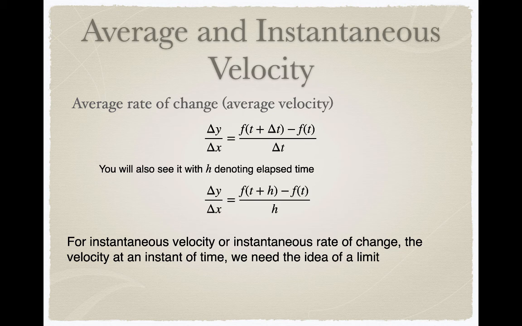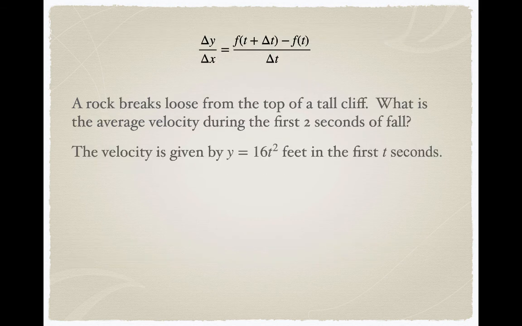So the average rate of change, your average velocity, is your change in y over your change in x. And we can find this by taking the function f of time plus delta time, minus f of the initial time t, all over the change in time. You will also see it with h denoting elapsed time as f of t plus h minus f of t over h. For instantaneous velocity or instantaneous rate of change, the velocity at an instant of time, we need the idea of a limit. So here we go.